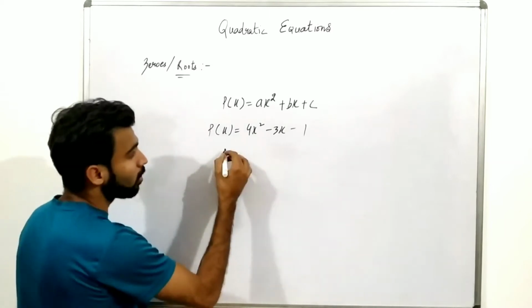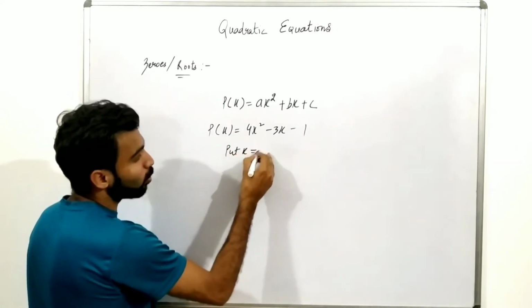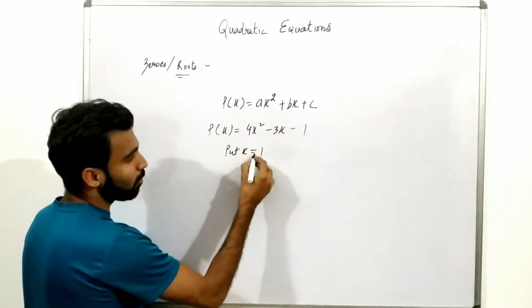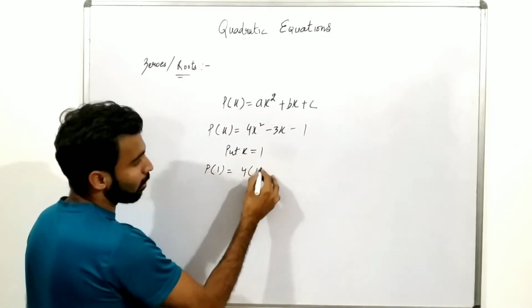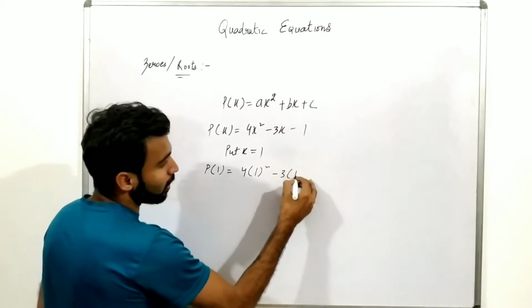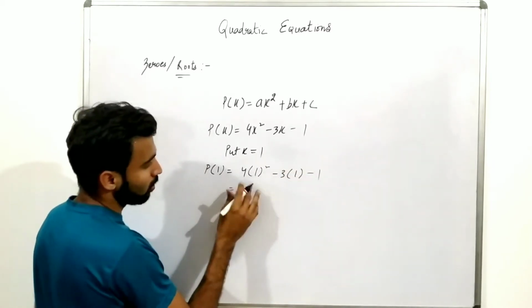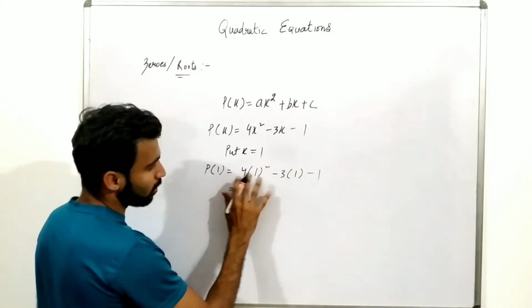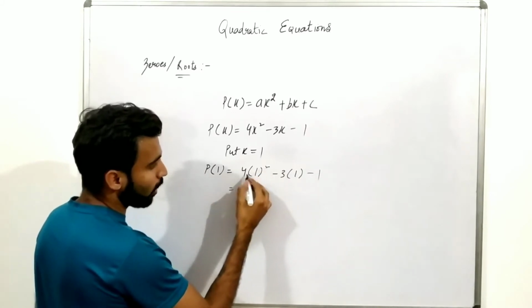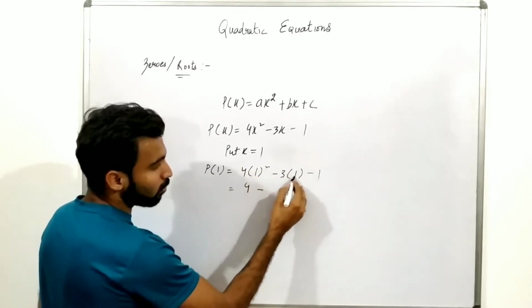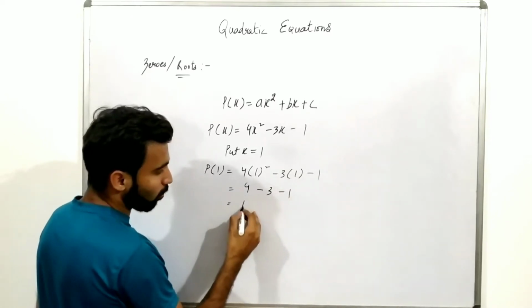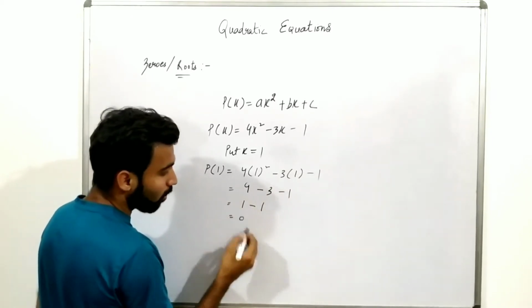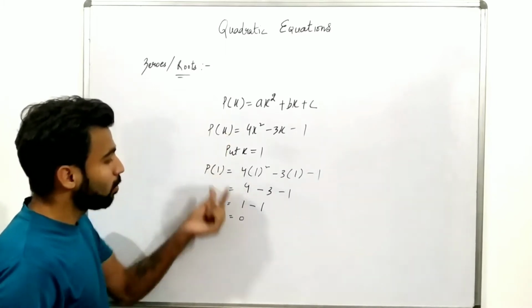If I put the value of x as 1 in this equation, let me calculate the value of the polynomial. I'm placing 1 in place of x. Let me solve it. 1 square, 1 into 4 is 4, minus 3 into 1 is 3, minus 1. So 4 minus 3 becomes 1, minus 1. The final value of this polynomial p(x) becomes 0.